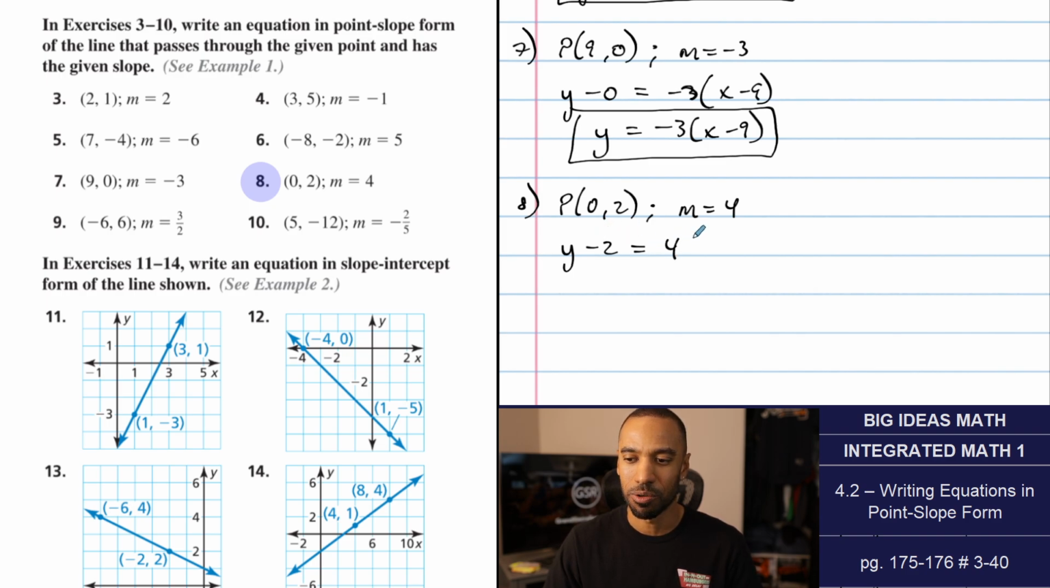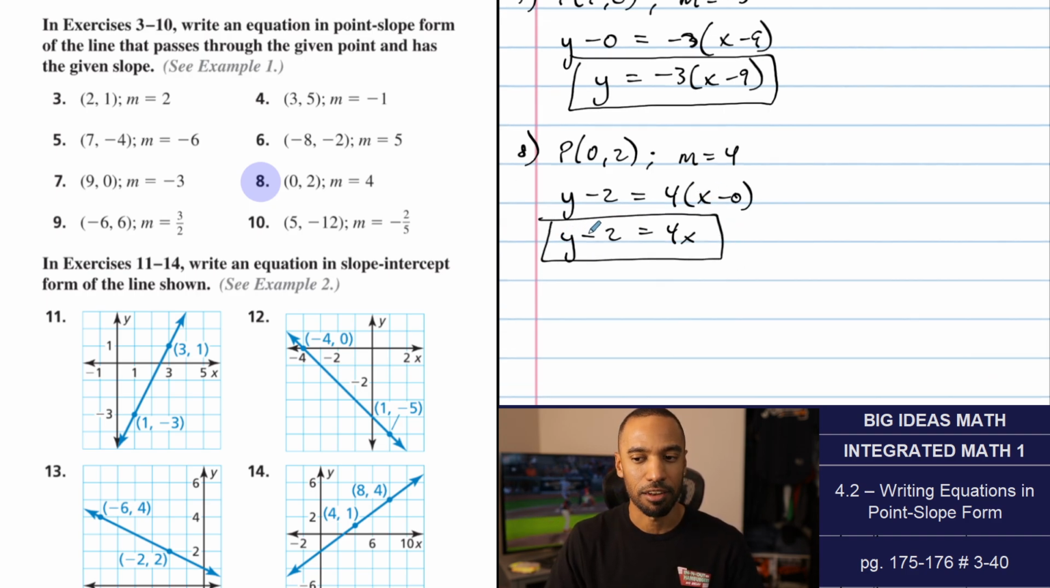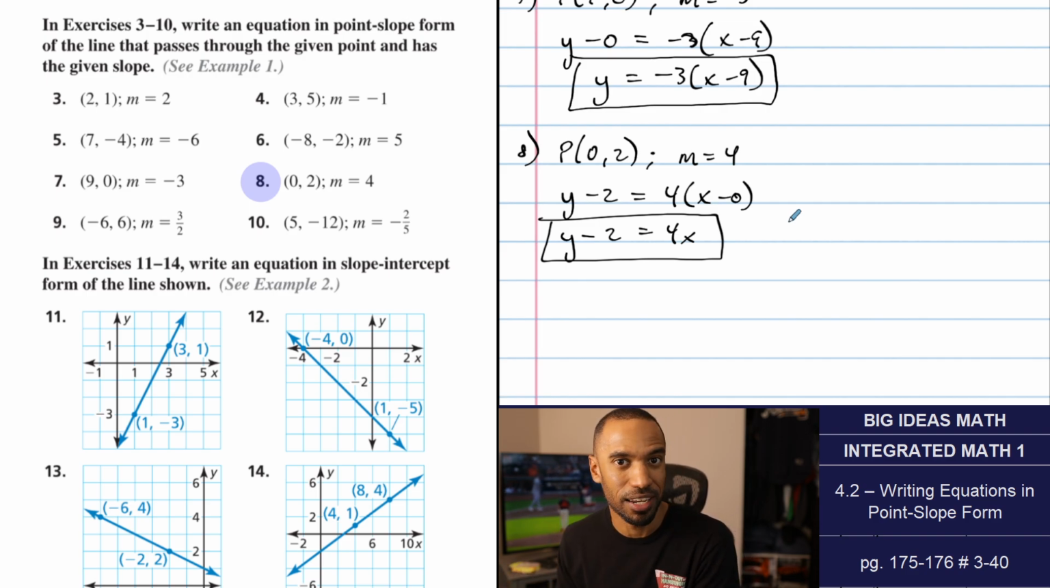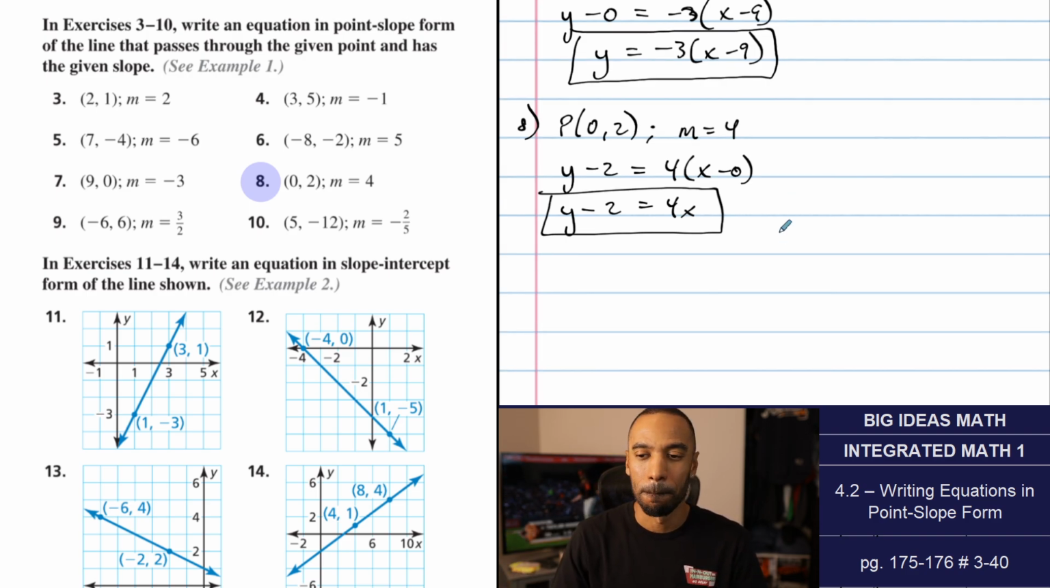Y minus 2 equals m times x minus 0. But of course, what is x minus 0? It's also just x. And what's 4 times x? Well, it's 4x. So this is the appearance there in simplified form. It looks weird. And if I add 2 over, it's 4x plus 2. I get it. I get it. And I hope you do too. But that's point slope form.